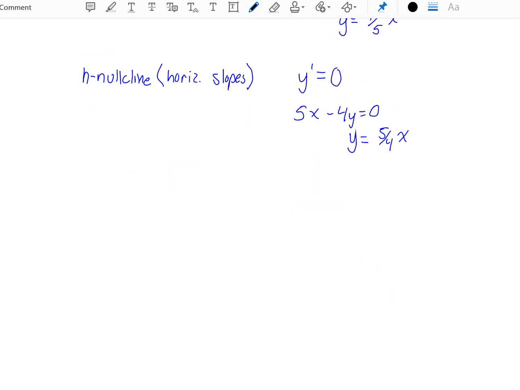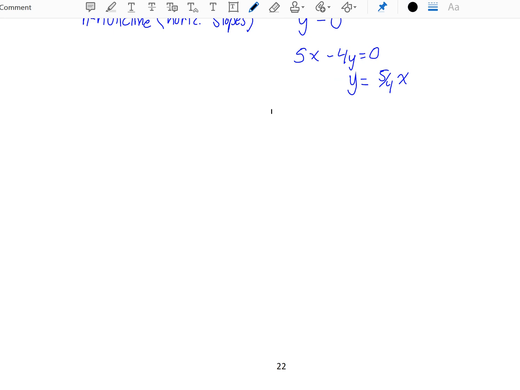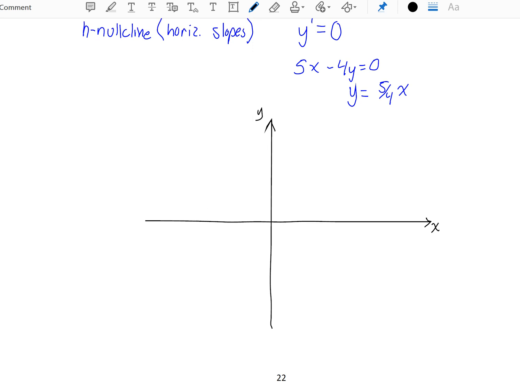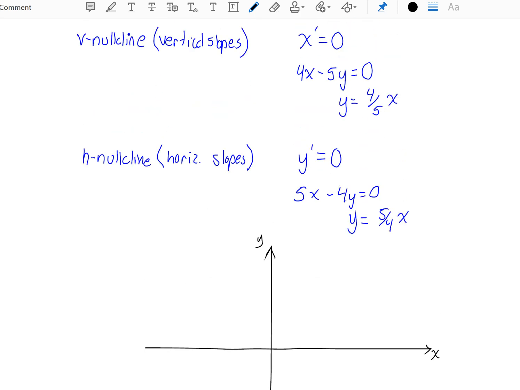Okay, now let's draw our coordinate system. And let's label this y and x. Now I don't want to be terribly accurate here, but notice that your vertical nullcline, the line 4/5 x, has a slope that's less than 1. And your horizontal nullcline has a slope that's a little bit greater than 1.